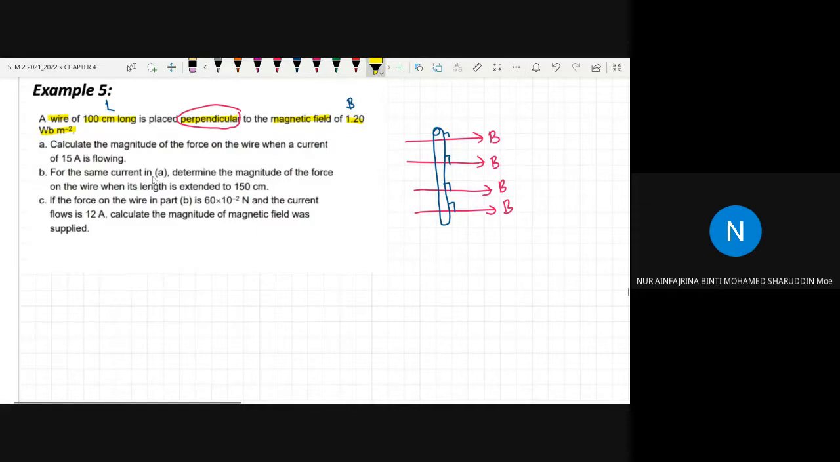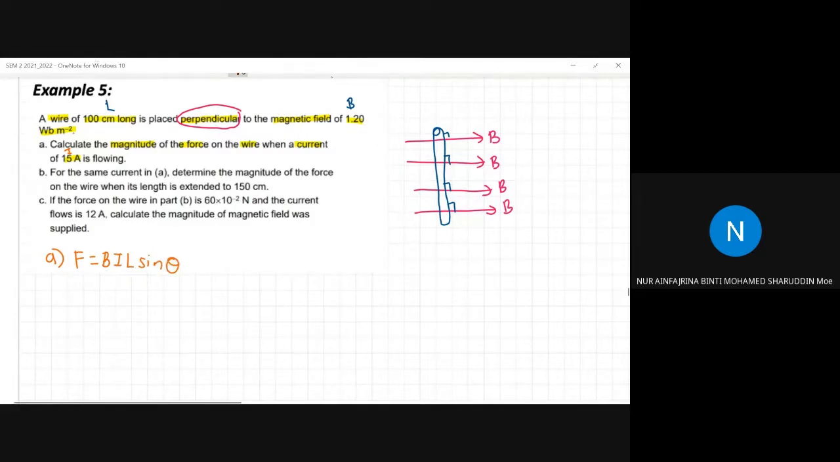So the first question, dia minta awak calculate magnitude of the force on the wire when a current of 15 ampere is flowing. So maksudnya ada current of 15 ampere. So kita nak pakai formula apa untuk cari magnitude of the force? Anyone? BIL sin theta. Very good. BIL sin theta. So for this one, tak kisahlah kalau awak tengok, kalau current dia upwards ataupun downwards, dia tetap 90 degree dengan magnetic field. So macam Miss kata, tak kisahlah you punya current upwards ataupun downwards, dia tetap 90 degree dengan magnetic field.